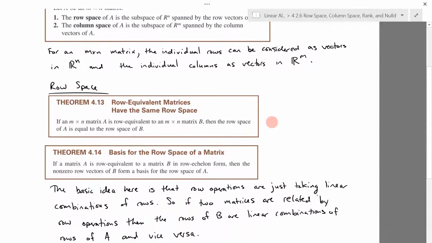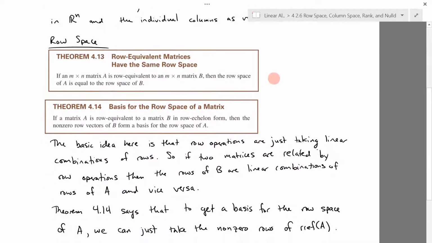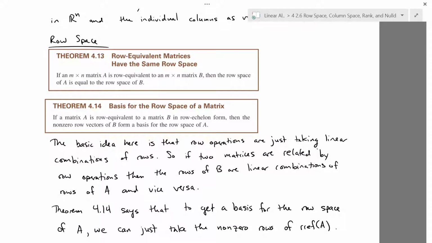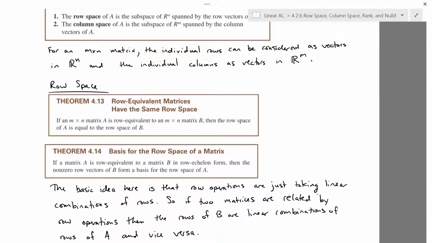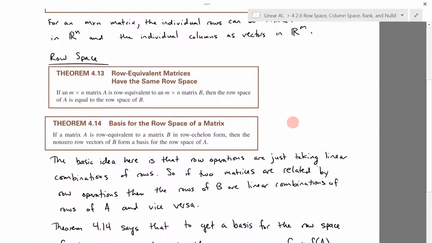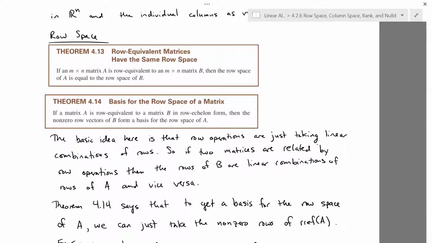Okay, so first we discuss the row space and how we obtain a basis for the row space. Basically, all of these subspaces are going to be determined by looking at the row reduced echelon form of the matrix. The reason we can look at the row reduced echelon form is because of the statement here: if A is row equivalent to B through row operations, then they have the same row space.